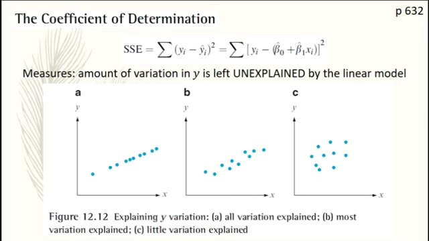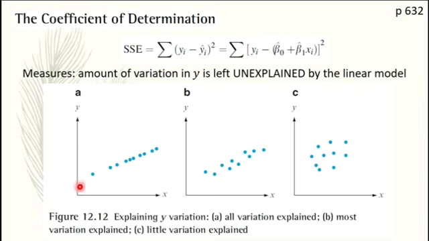Now here on page 632 is where the whole story about the coefficient of determination begins. So we're going to start off with this formula for SSE. And remember, this is given in your formula sheet. You don't need to memorize it. The important thing is now the interpretation. SSE measures the amount of variation in y that is left unexplained by the linear model. So I'll explain that in a little bit more detail just now.